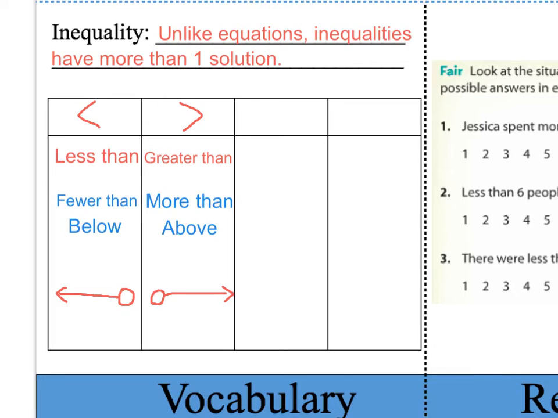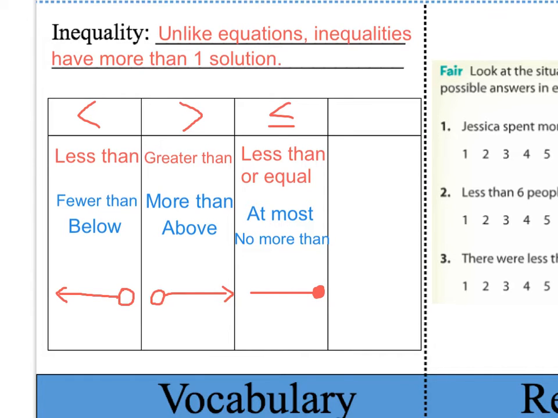The next symbol is the less than or equal to sign. And keywords for less than or equal to are at most and no more than. On a graph, you would use a solid circle to identify the less than or equal to symbol, and you're going to shade everything to the left of that number, because everything to the left is less than, and it's solid. There's a solid circle because the solid circle stands for equal to.